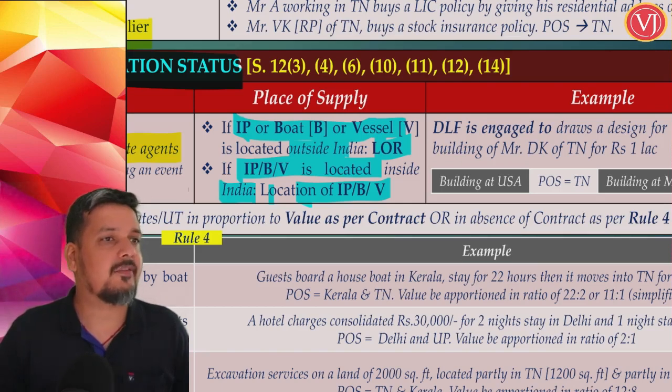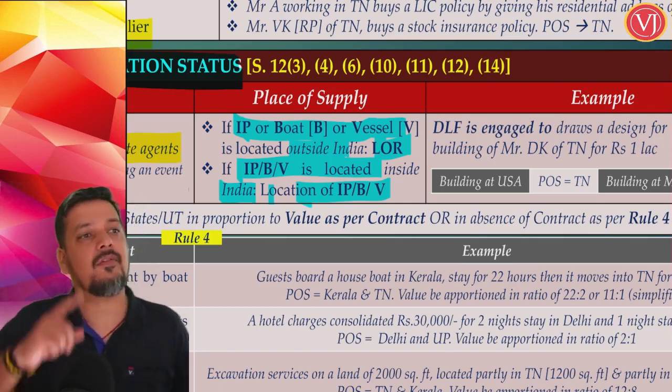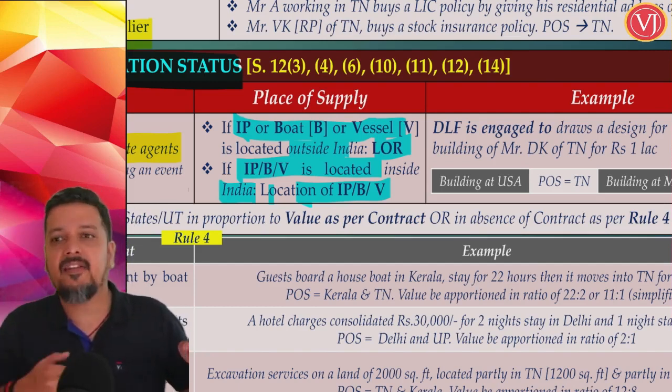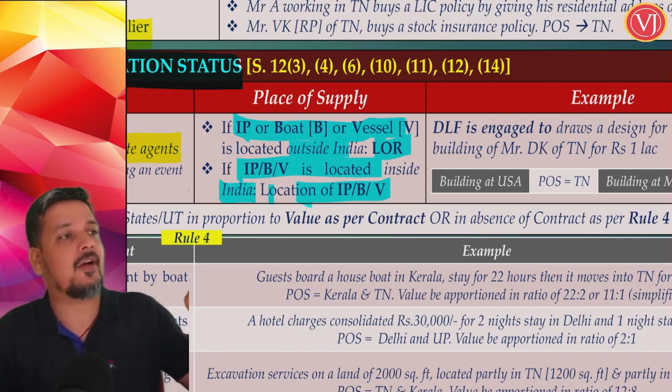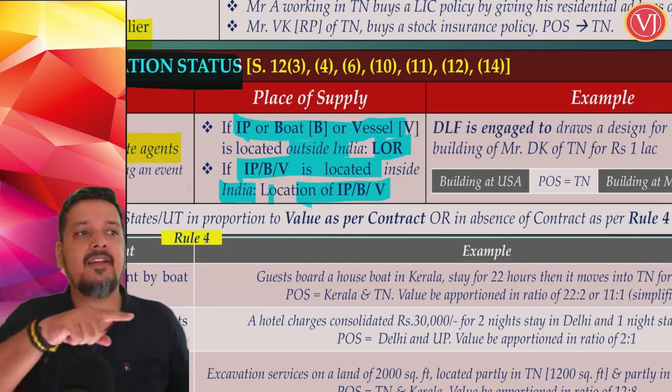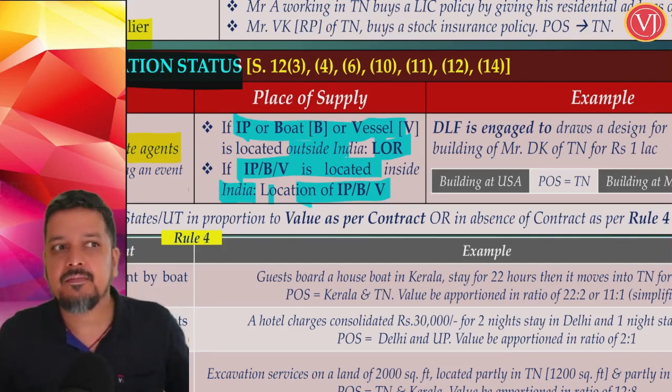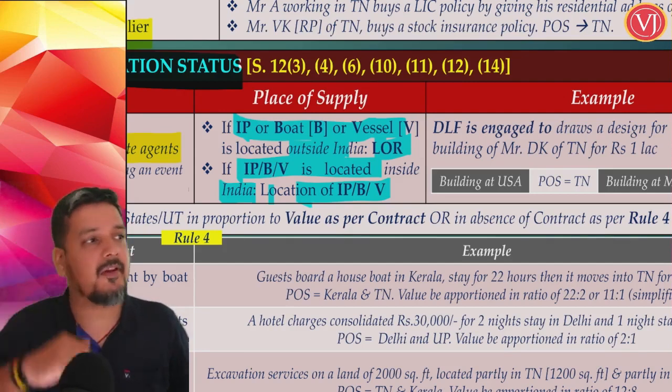Now I am going to construct a house for Mukesh Ambani, who is in Maharashtra, in Delhi. So where is the supplier located? Tamil Nadu. Where is the recipient located? Maharashtra. Where is he going to construct the house? Delhi. Where is the place of supply? Delhi, because the immovable property is in Delhi.